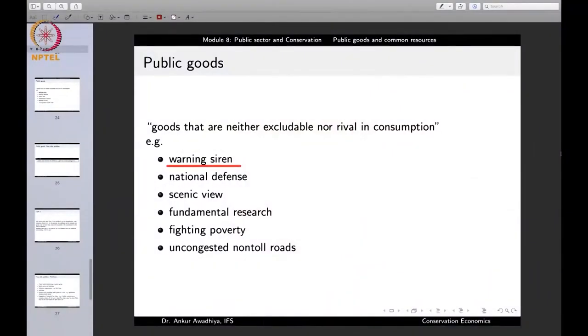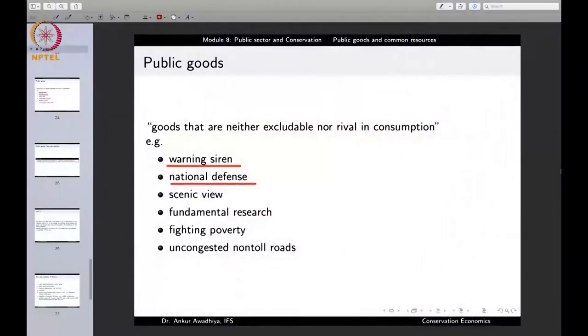Or things like national defense. Now, if the nation is defended, everybody is defended. You cannot exclude somebody. It is not a rival in consumption, because as citizens of the same country, if my nation is defended, then it does not reduce the quality of defense of you or your nation, because we both belong to the same nation. So national defense is a public good.